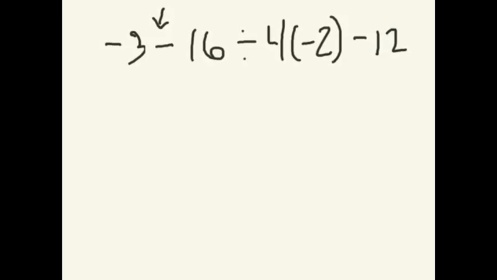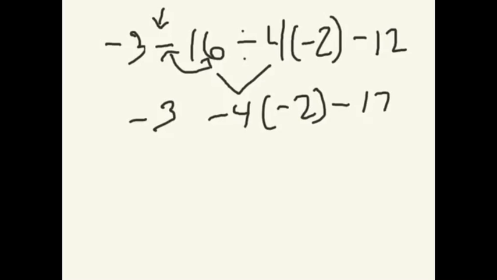If you're doing this problem, -3 minus 16 divided by 4 times -2 minus 12, the first thing you're going to do is the 16 divided by 4, or that's what you used to do. Now I want you to think of it as -16 divided by 4. So I want you to think about the sign that's in front of the number being attached to that number. So -16 divided by 4 is going to give you -4. And again, I'm going to continue to rewrite everything else as it is. What I want you to also realize is that -4 that you wrote, that negative sign, acts like a minus sign.